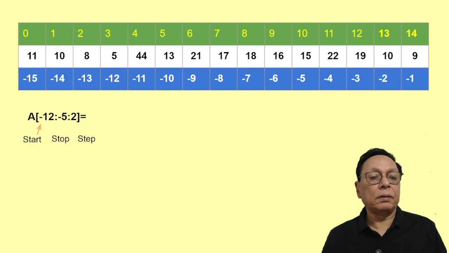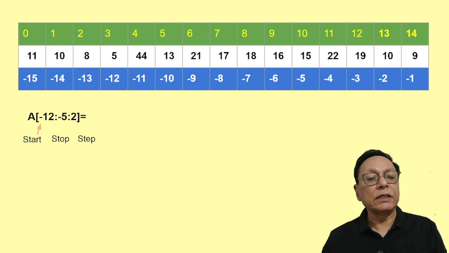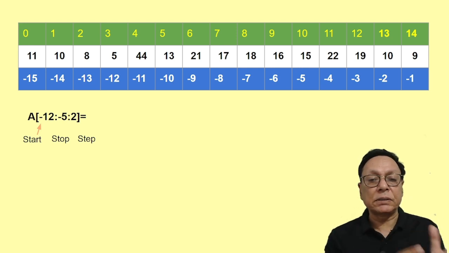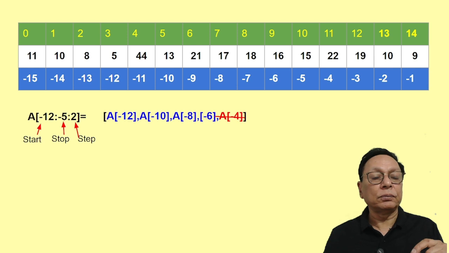Another example. Now this time the start is -12, the end is -5, and the step is positive, means we have to move left to right. So when we move left to right, the first index is -12, the second index is -10. Why? Because the step is +2. Then the next index is -8, the next is -6, and the next is -4, and we have to move till -5.